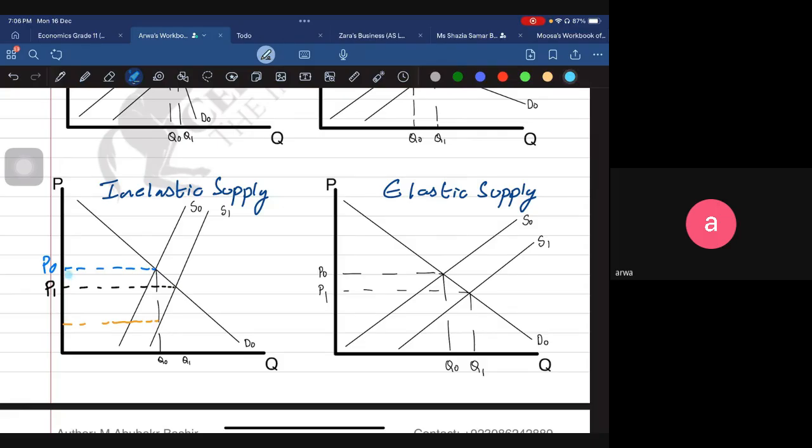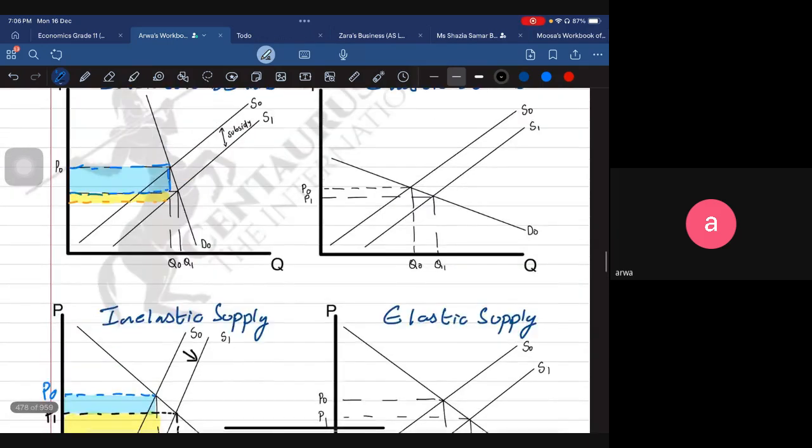So this area is basically again showing the gain by the producer. Yes, the producer gain. And this area is basically showing the gain by the consumer here, right? And this is the new equilibrium that we have formed. So it is going to move here, right?